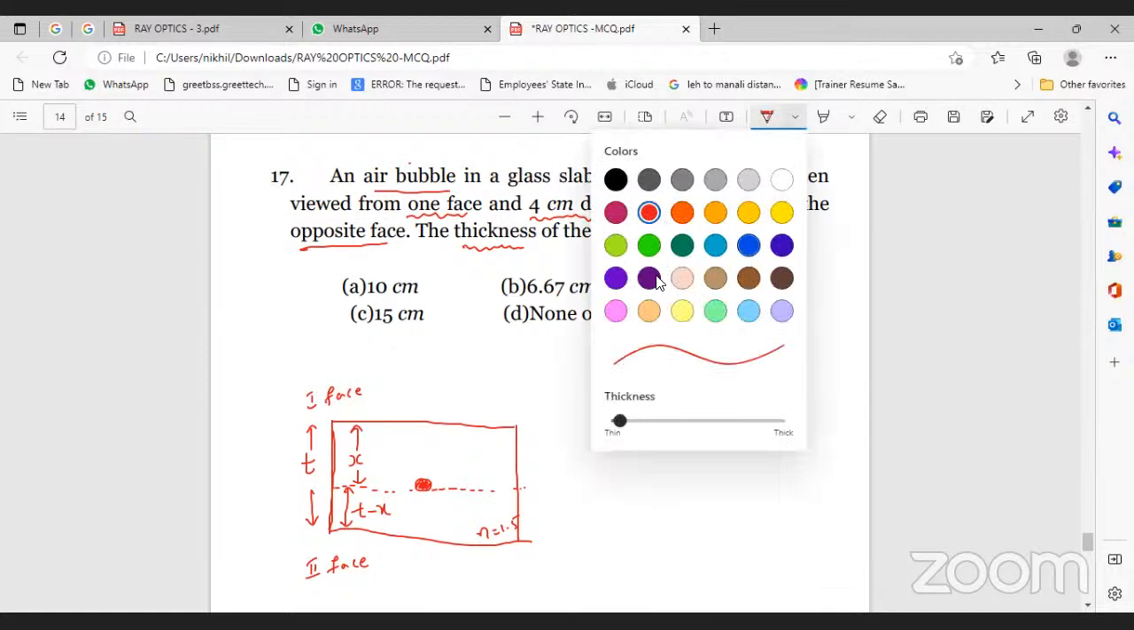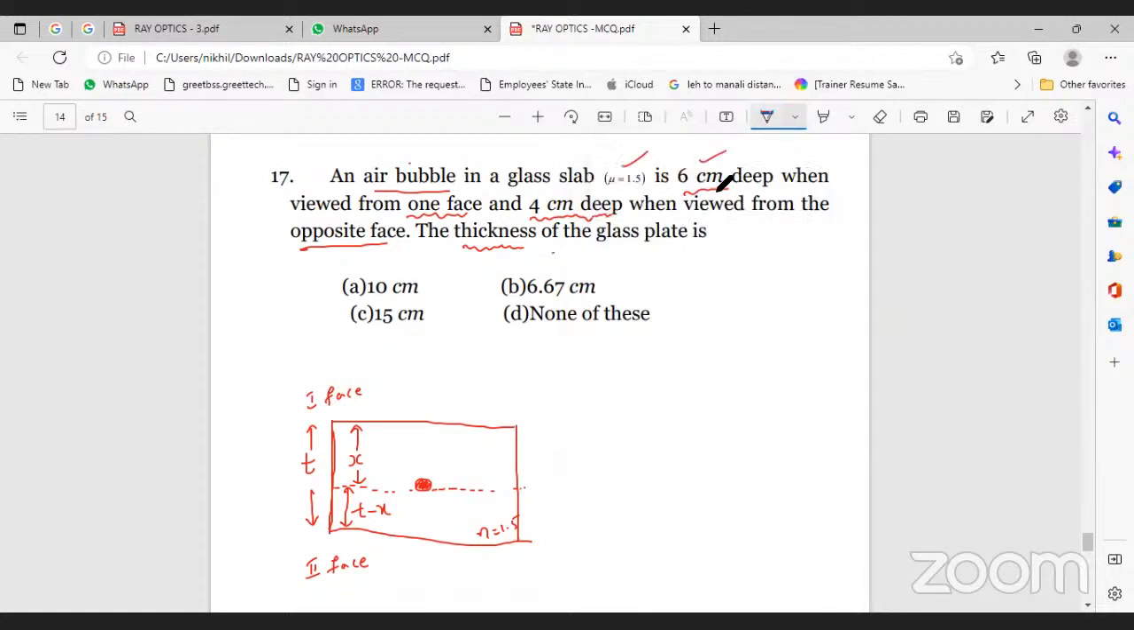What is the condition they have given? It is going to be seen at 6 centimeter deep when it is viewed from one face. If I view from the first face, the image of that bubble appears to be here. At what depth? 6 centimeter. When I do the same thing from the opposite face, it appears to be at what depth? 4 centimeters.